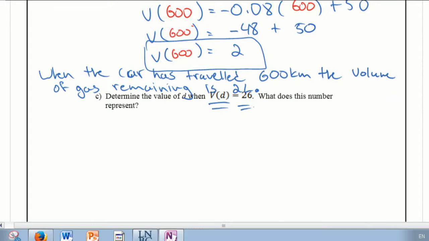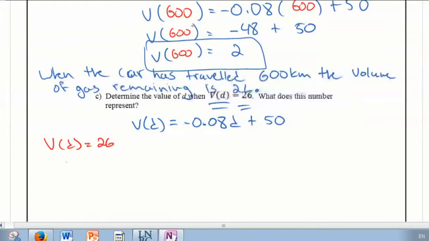So let's start with the equation again. V of D, the volume of gas in my tank, is a function of the distance I've driven: negative 0.08 times the distance plus 50. Now the question says V of D equals 26. What is D?